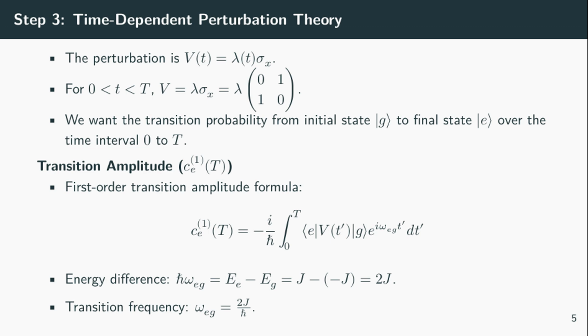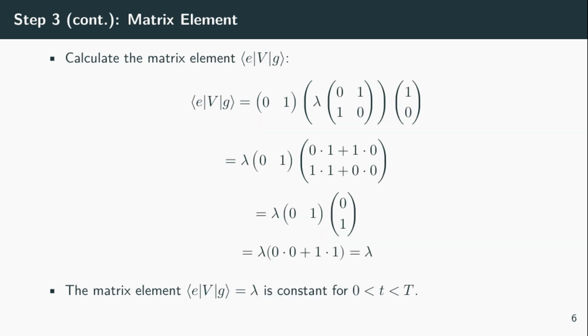The energy difference between the excited state and the ground state is ħω_eg. That's E_e minus E_g, which is J minus (−J), so it's 2J. The transition frequency ω_eg is therefore 2J over ħ. Continuing with step 3, let's calculate the matrix element.